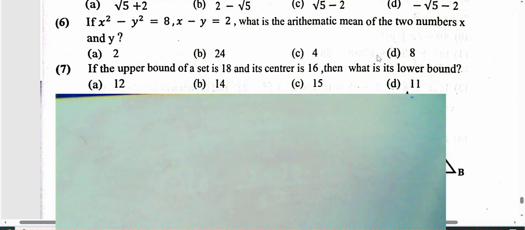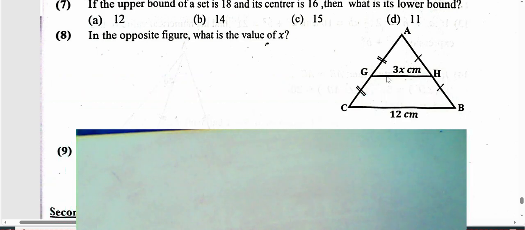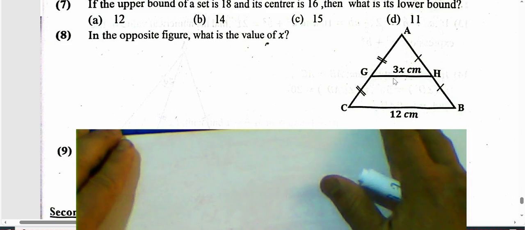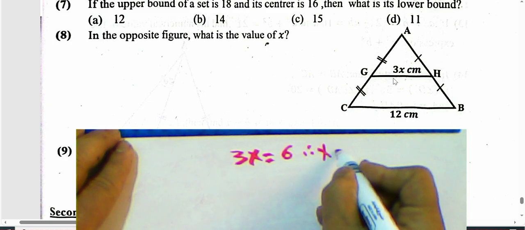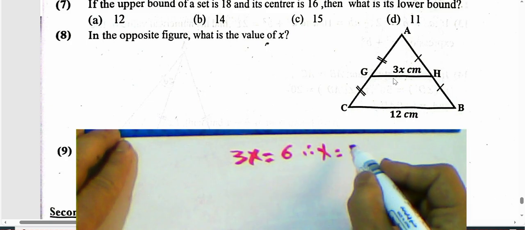Next question. In the opposite figure, what is the value of x? We have here GH lying between two midpoints of this triangle. We call it the mid-segment. 3x will be half of 12. Then 3x equals half of 12, which is 6. We divide by 3. Then the value of x equals 6 divided by 3, which equals 2. The value of x here equals 2.